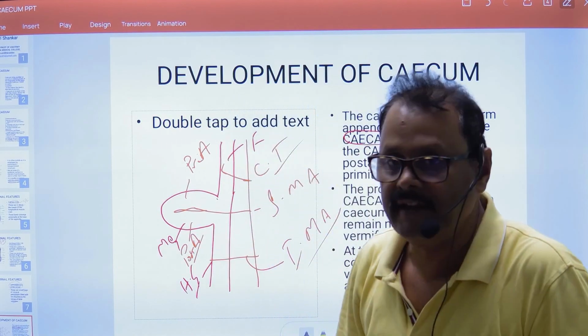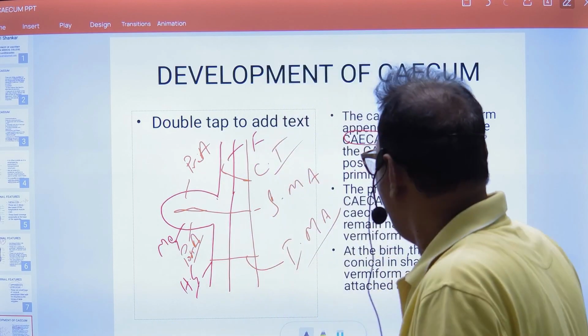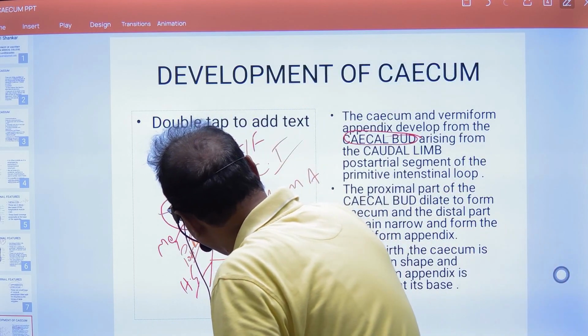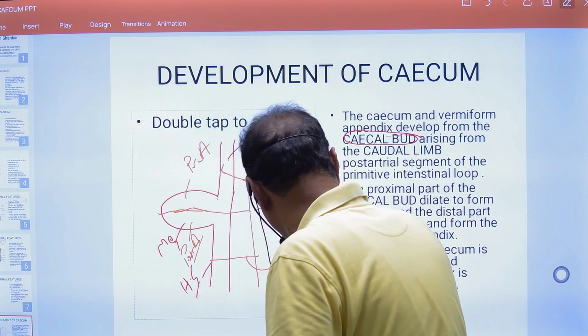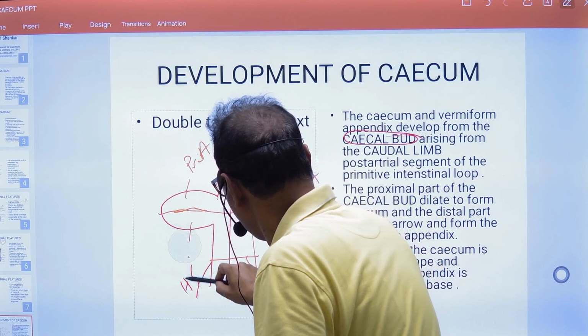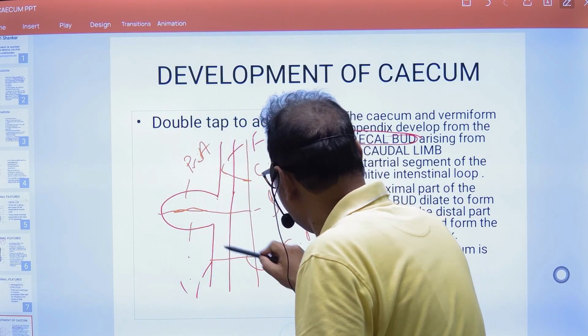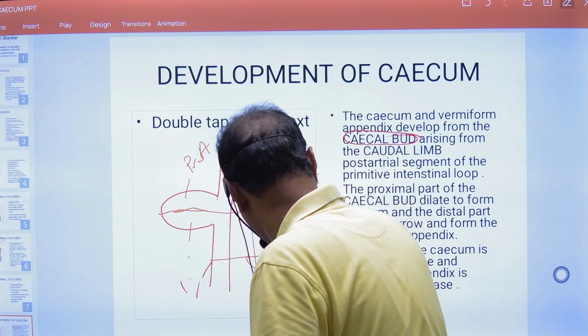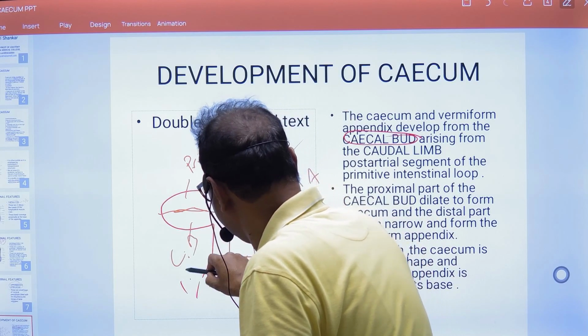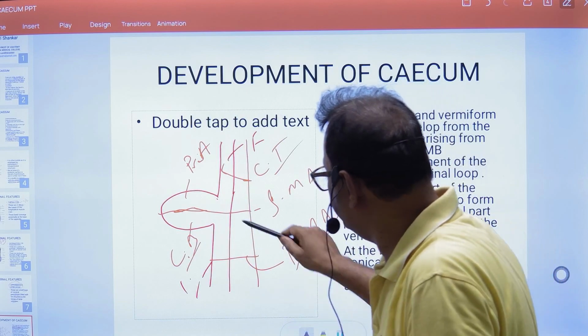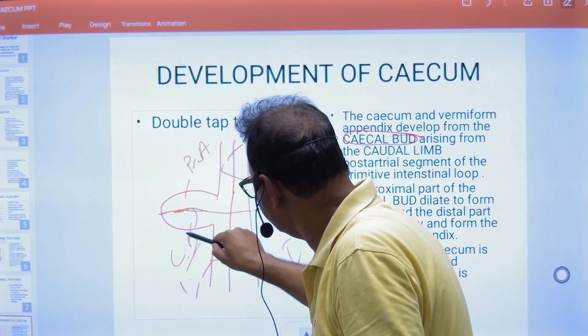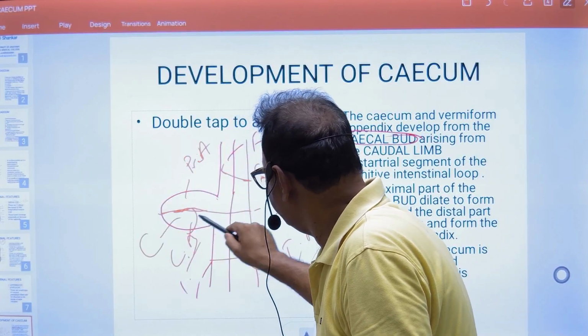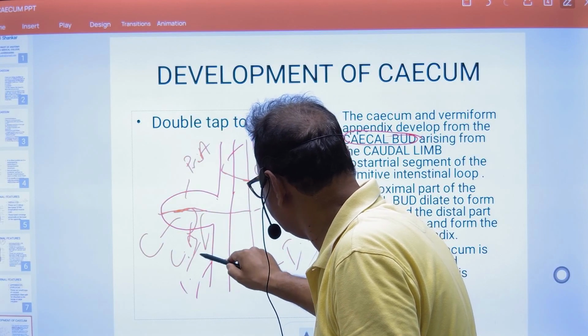It divides into the pre-arterial and post-arterial segments. This post-arterial segment is known as the cecal bud. The proximal part of the cecal bud forms the cecum, and the distal part forms the appendix.